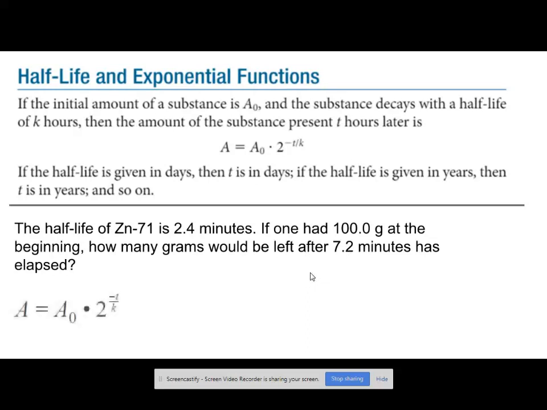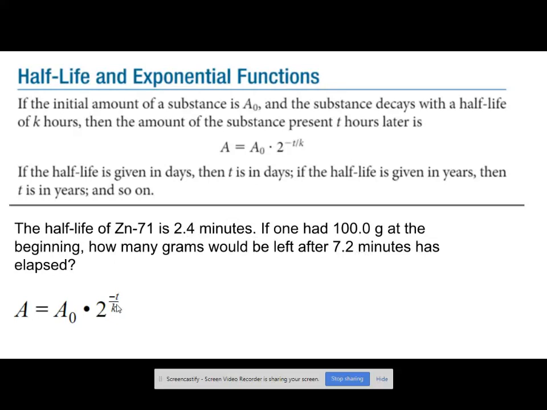If we use the formula, this was that formula. It shows up right there. The initial amount was 100. 2 is 2. Negative T, well, T is time. These do match up, and that's important. If the half-life is 2.4 minutes, we need to be talking about minutes over here. So you may have to do some converting to make sure they're both in the same time unit. We're good to go there.